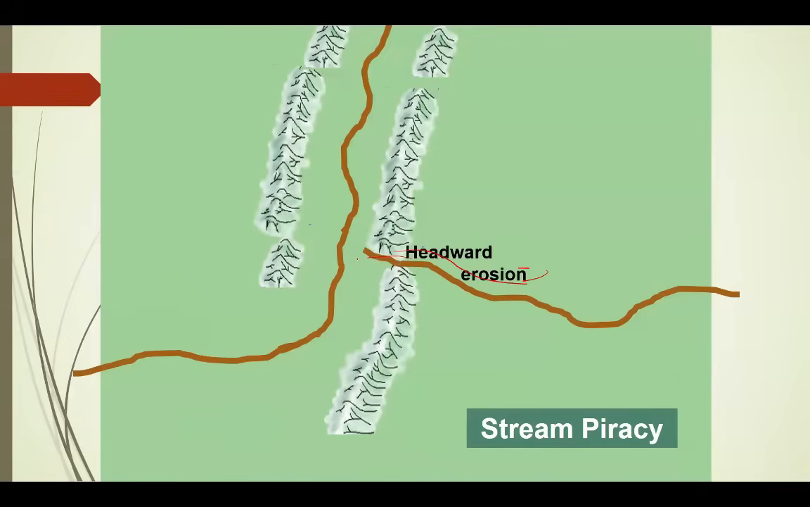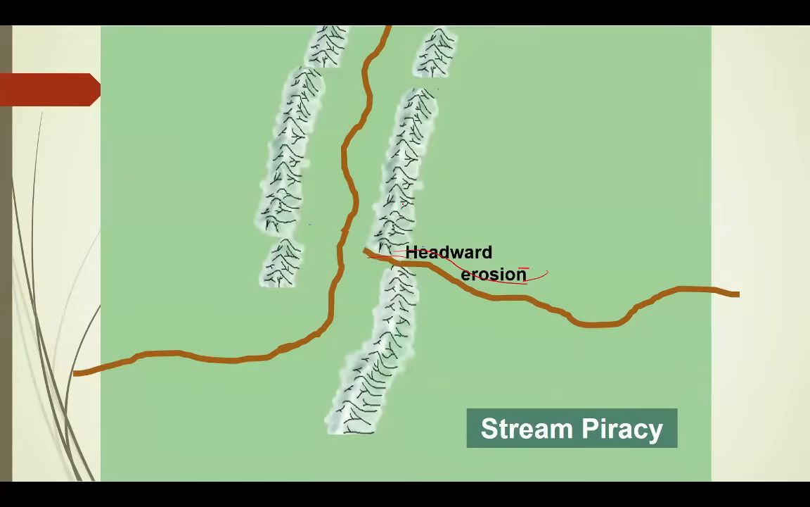When the river erodes towards the source, the water is coming from this way, but it's eroding in the opposite direction. That's headward erosion. But now, these two streams are separated by the watershed.